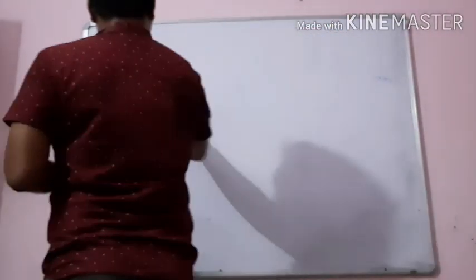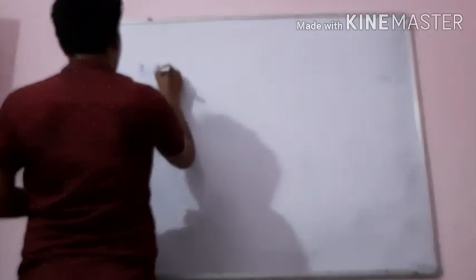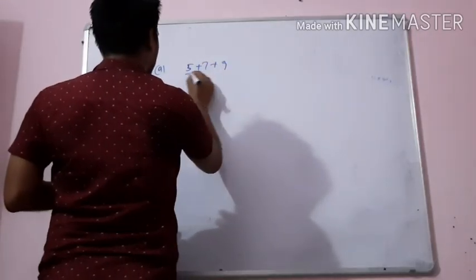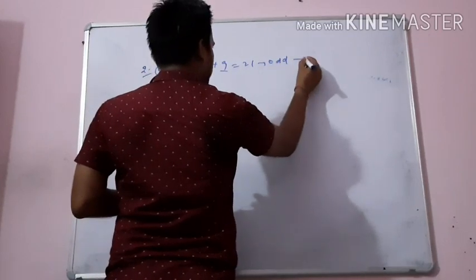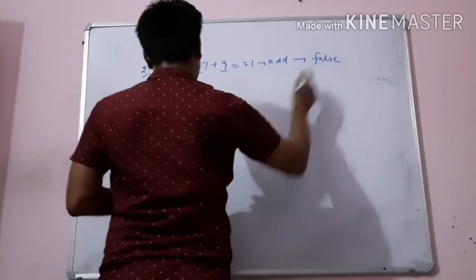Sum of three odd numbers is even. So let us take an example: 5 plus 7 plus 9. 12 plus 9 is 21. It is odd. So the first will be false.